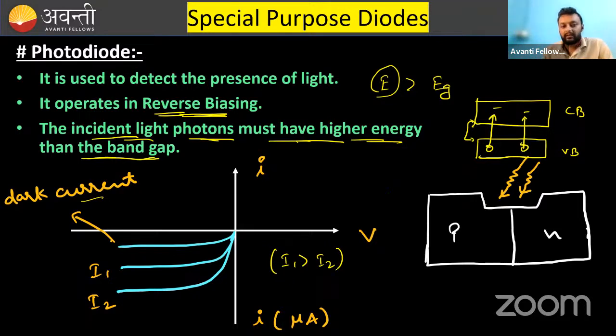So punchline to be remembered, it operates in reverse bias. Second punchline is energy of the photon should be greater than band gap. Clear? Okay, moving further.